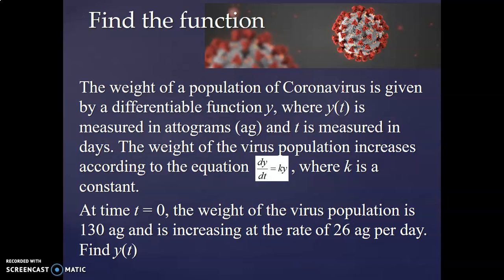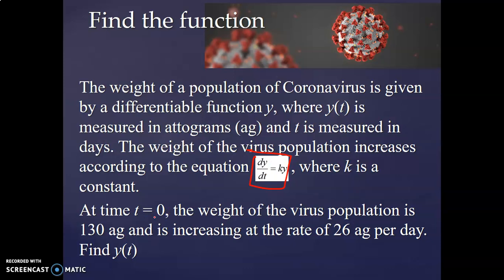So first one, the weight of a population of coronavirus is given by a differentiable function y, where y of t is measured in attograms and t is measured in days. The weight of the virus population increases according to this equation. So right here, that's what triggers that this is an exponential growth problem. It's telling me that k is a constant.